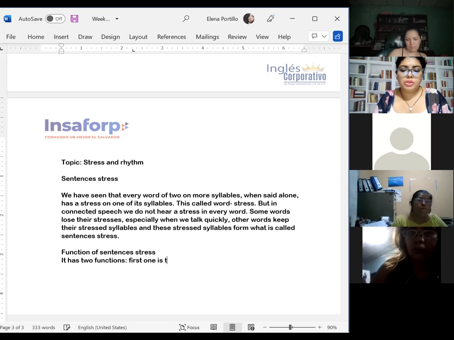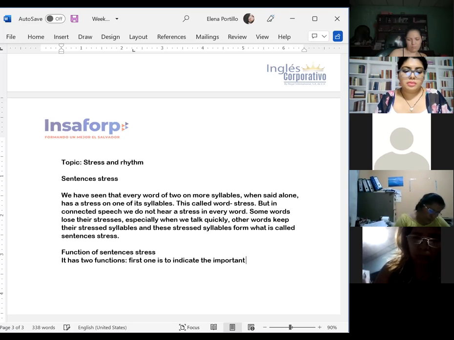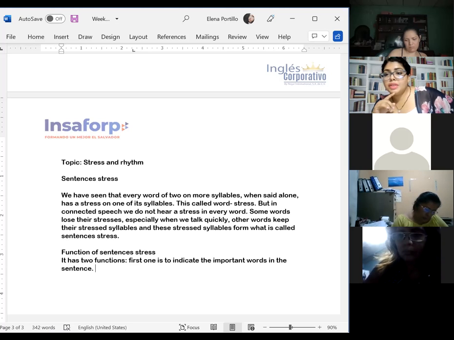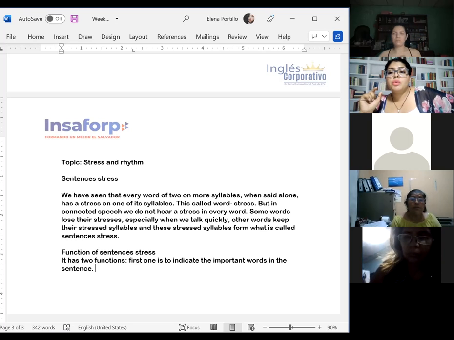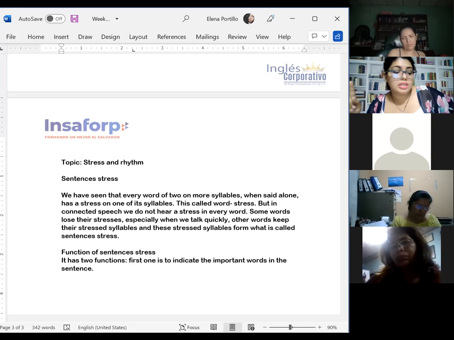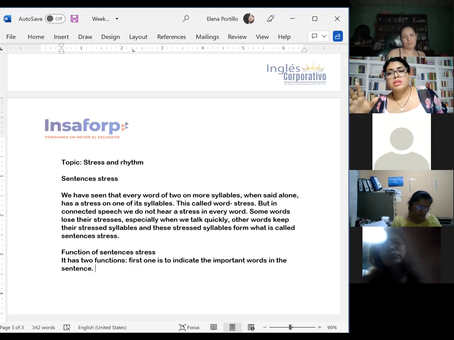The first one is to indicate the important words in the sentence. It says that from the point of view of grammar, the meaning or the speaker's attitude. In this case, we have number one: it's to indicate the important words in the sentence, where we are going to use sentence stress to indicate the important words. What are the most important words in the sentence? It says from the point of view of grammar, the meaning of the sentence or the speaker's attitude are the most important things in the sentence.